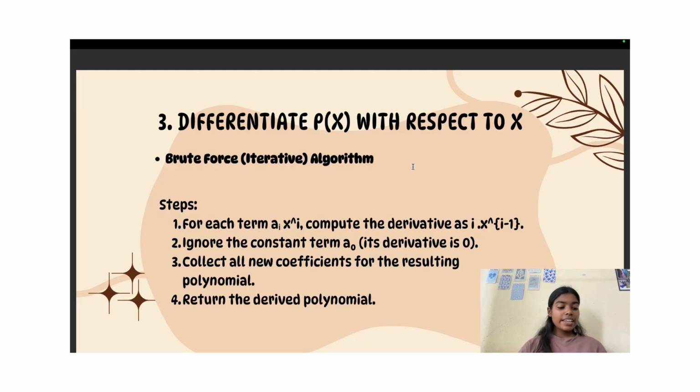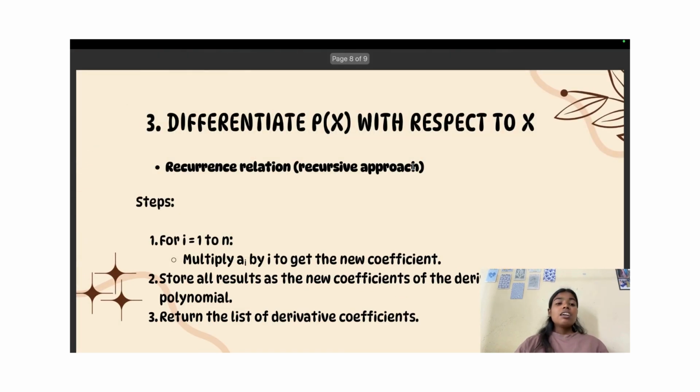Here we have to find the derivative of each term. The rule is d/dx of a_i x to the power i equals i times a_i x to the power i minus 1. Steps, we can simply say, are to skip the constant term, multiply each a_i by i, and create a new polynomial from the result. Now we will do it by recurrence relation.